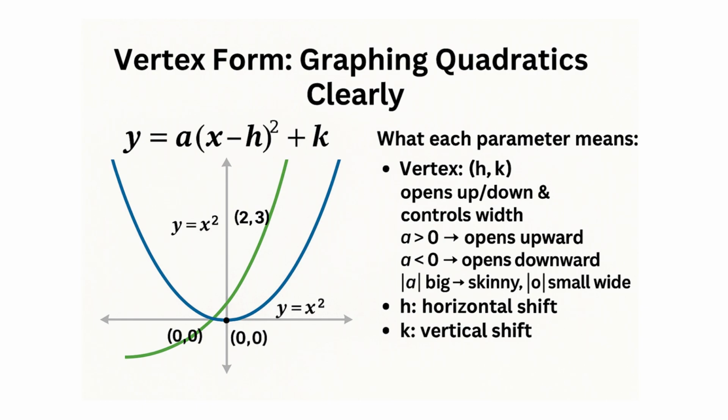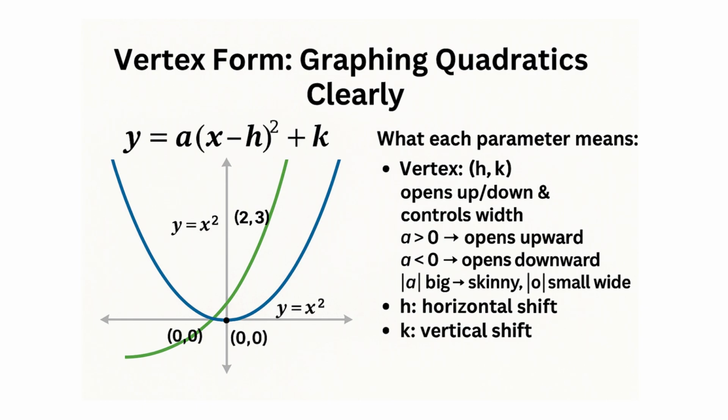Now let's look at the vertex form of a quadratic, which is one of the most useful and powerful tools for the SAT. The equation y equals a times (x minus h) squared plus k has a very powerful feature. It reveals the vertex instantly, without any calculation. The point (h, k) is the lowest point of the graph if A is positive, or the highest point if A is negative. This immediate visibility is what makes vertex form so valuable.